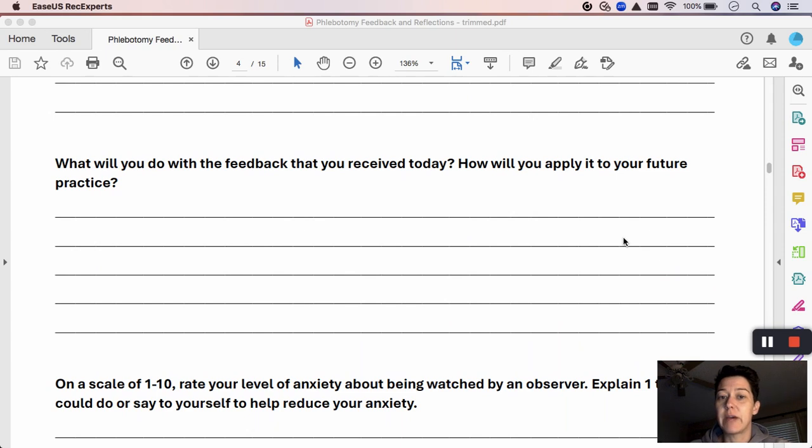Next question is, what will you do with the feedback that you received today? How will you apply it to your future practice? So feedback means nothing if we don't think about how to move forward with it and how to think about it as feed forward.